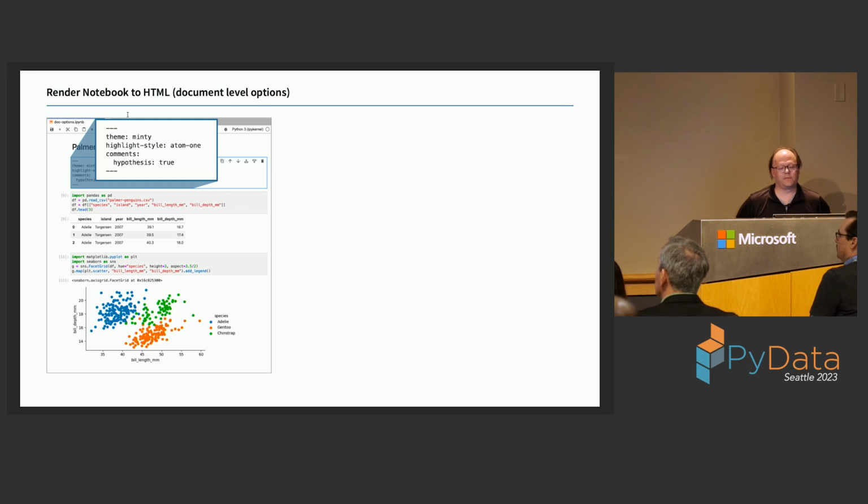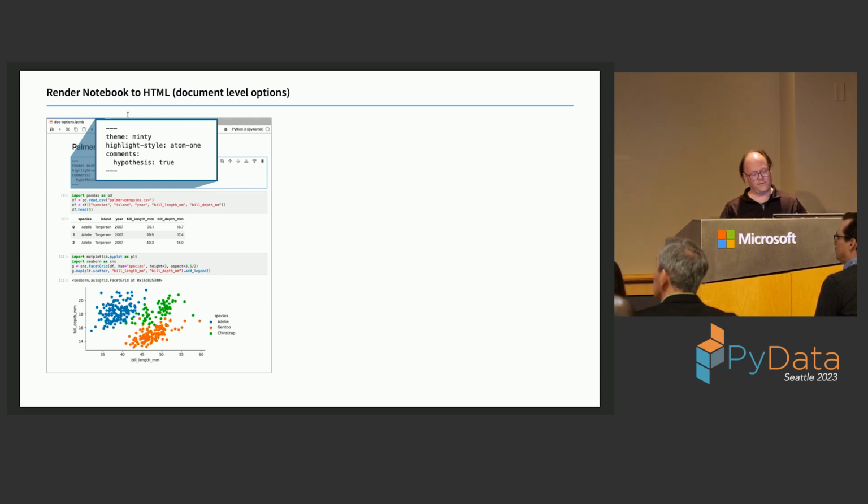Here we're actually going to add some document level options. We're going to change the theme of the output, the kind of overall CSS template of the page. We're going to change the code highlighting style. And we're also going to say that we want to allow viewers of the document, readers of the document, to add comments to it using Hypothesis.